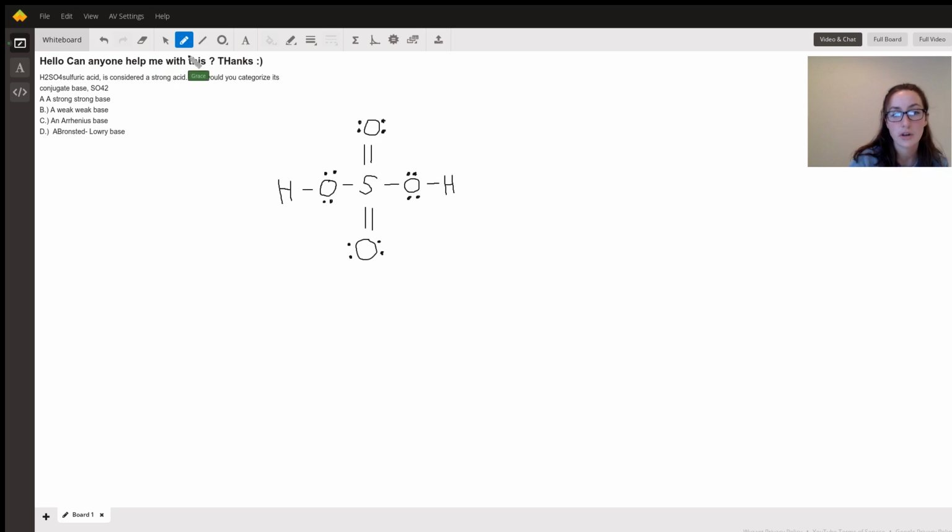Now, here's the structure of H2SO4 sulfuric acid. You can see your 4 O's, your 1 S, and your 2 H's. This is the most highly stabilized resonance form of H2SO4 because everything here is neutral. In order to be neutral, oxygen likes to have 2 lone pairs and 2 bonds. And you can see that every oxygen here has that. 2 lone pairs, 2 lone pairs up here, and 2 bonds.